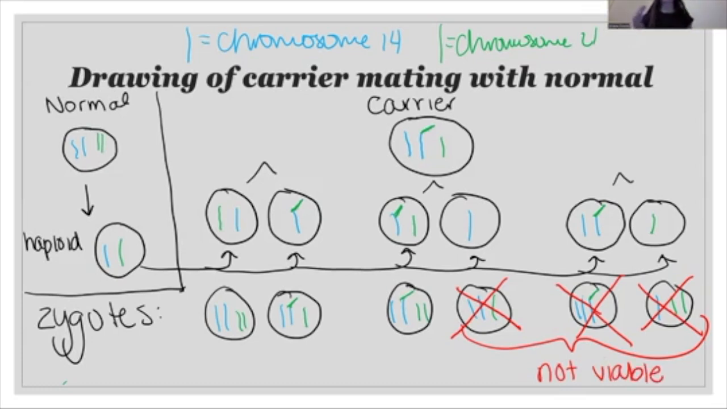So let's look at the ones that are left. These are the ones that are viable. So looking at the one on the far left, what do you notice about it? There's 2 copies of chromosome 14 and 2 chromosome 21. And that's all there is. And there's nothing weird about it. They each are in their own separate location. And this looks just like our normal person. So this means that this one right here would be normal.